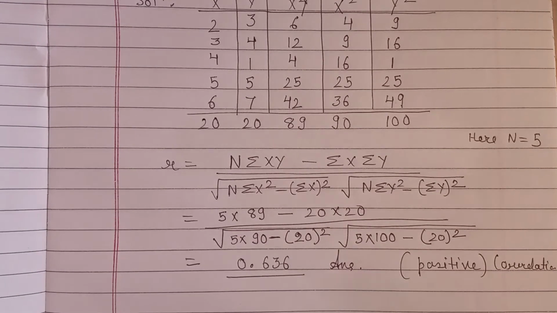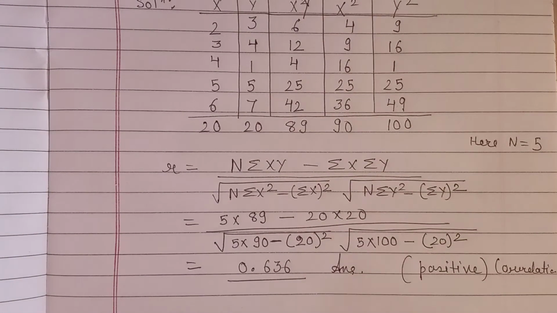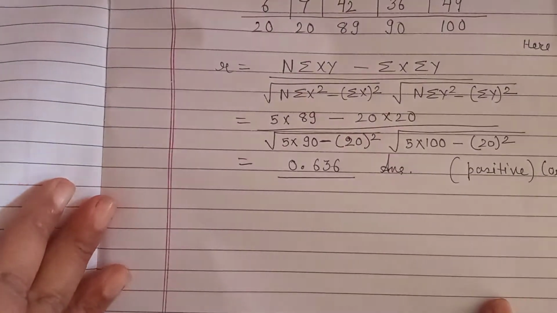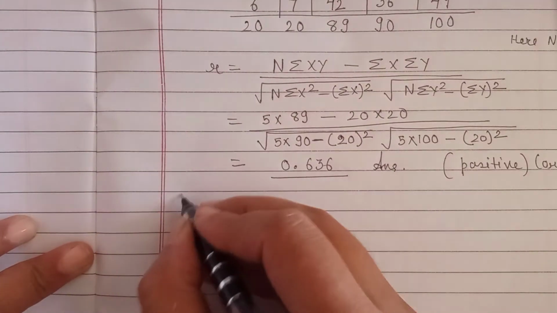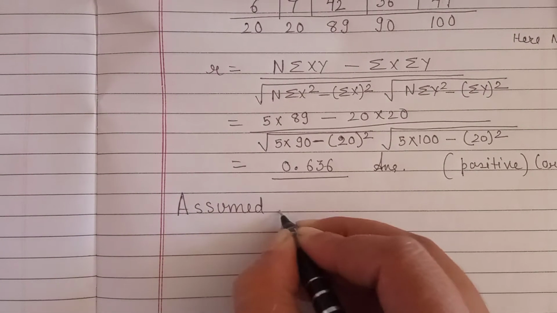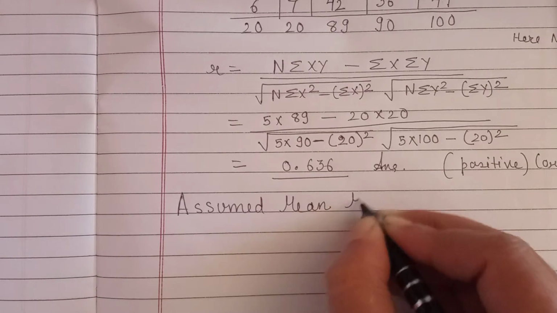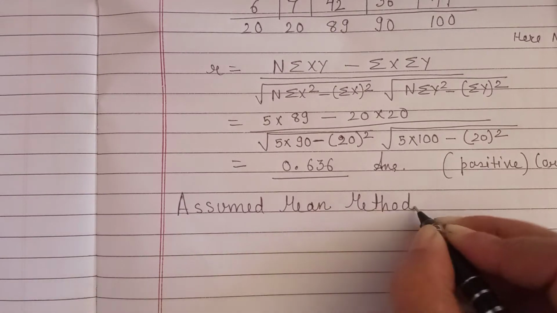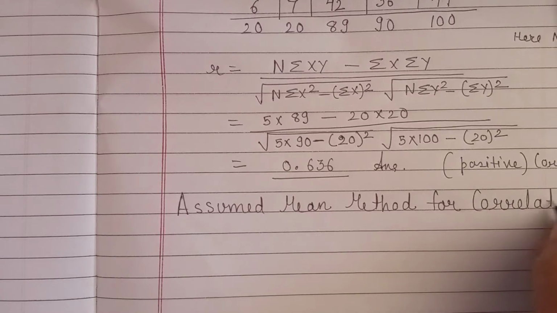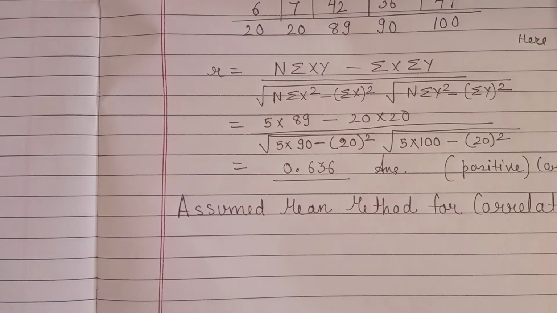Now we will proceed to the assumed mean method of finding out the correlation. Okay, so first I'm going to explain you the formula for the assumed mean method of finding out the correlation. Assumed mean method for correlation. Okay, so this is also very simple.